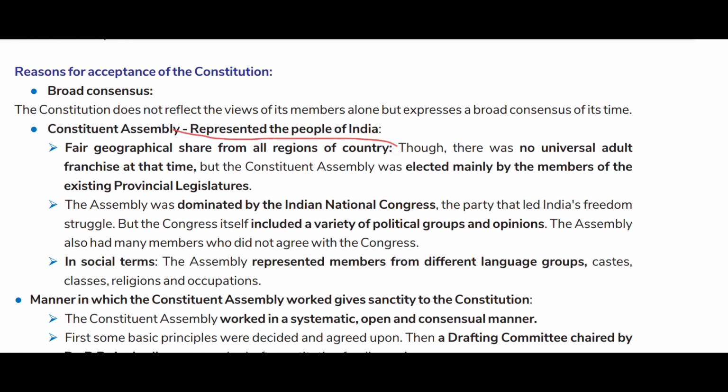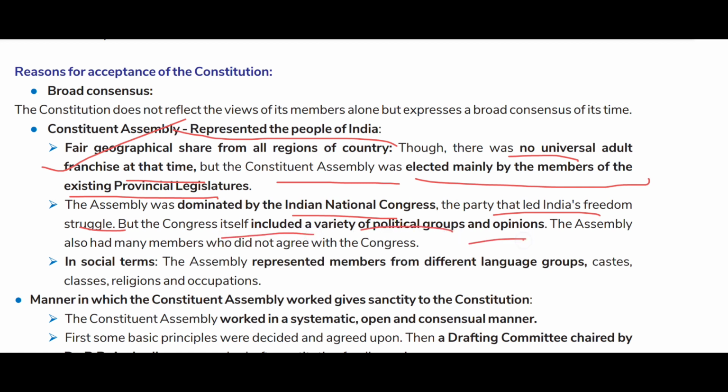The Constituent Assembly represented the people of India. It had a fair geographical share from all regions of the country. Though there was no universal adult franchise at that time, the Constituent Assembly was elected mainly by the members of existing provincial legislatures. The Assembly was dominated by the Indian National Congress, the party that led India's freedom struggle, but the Congress itself included a variety of political groups and opinions.